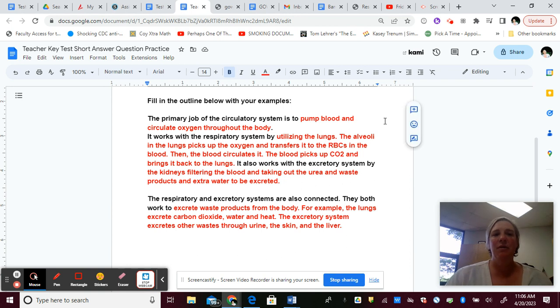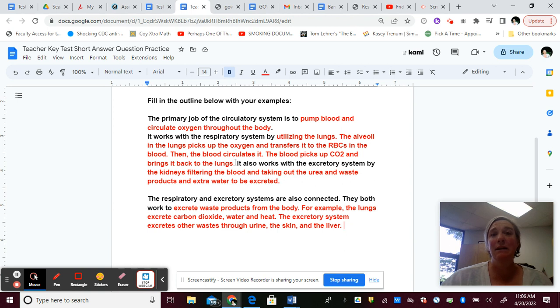So I changed the primary job of the circulatory system is to pump blood and circulate oxygen through the body. It works with the respiratory system by, and I wanted you to give specific examples and specific organs, utilizing the lungs. The alveoli in the lungs picks up the oxygen. It transfers it to the red blood cells in the blood. Then the blood circulates it. The blood picks up CO2 and brings it back to the lungs.